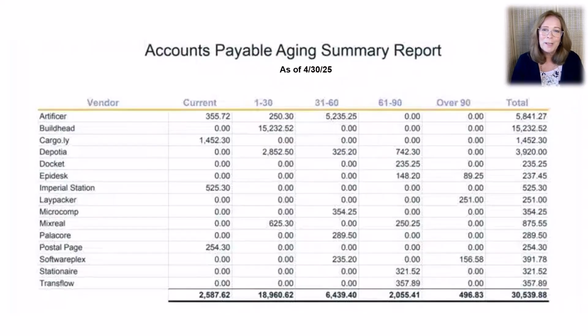However, accountants also look at the accounts payable detail report, which further breaks down the accounts payable by vendor and invoice.